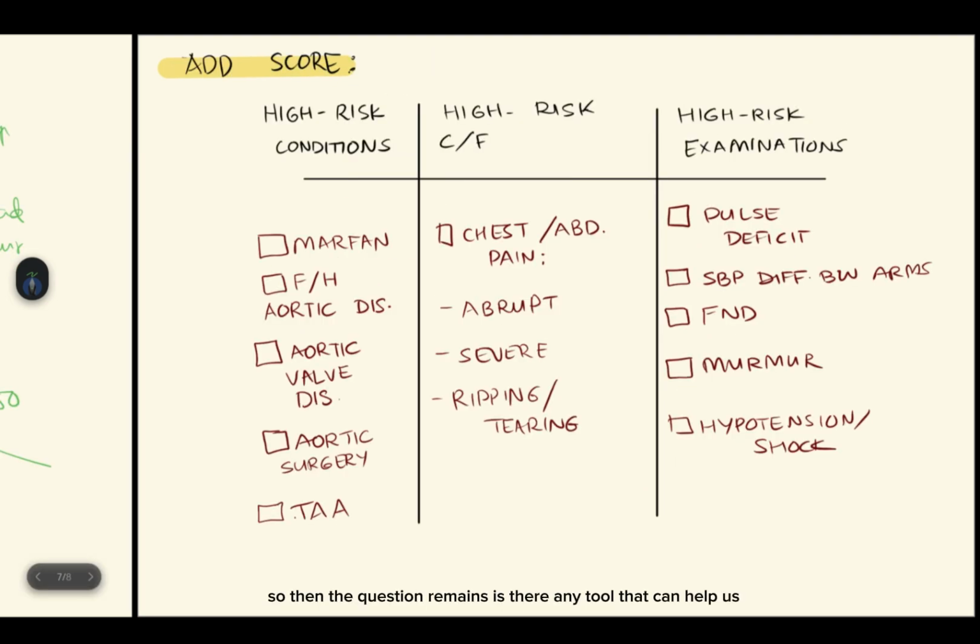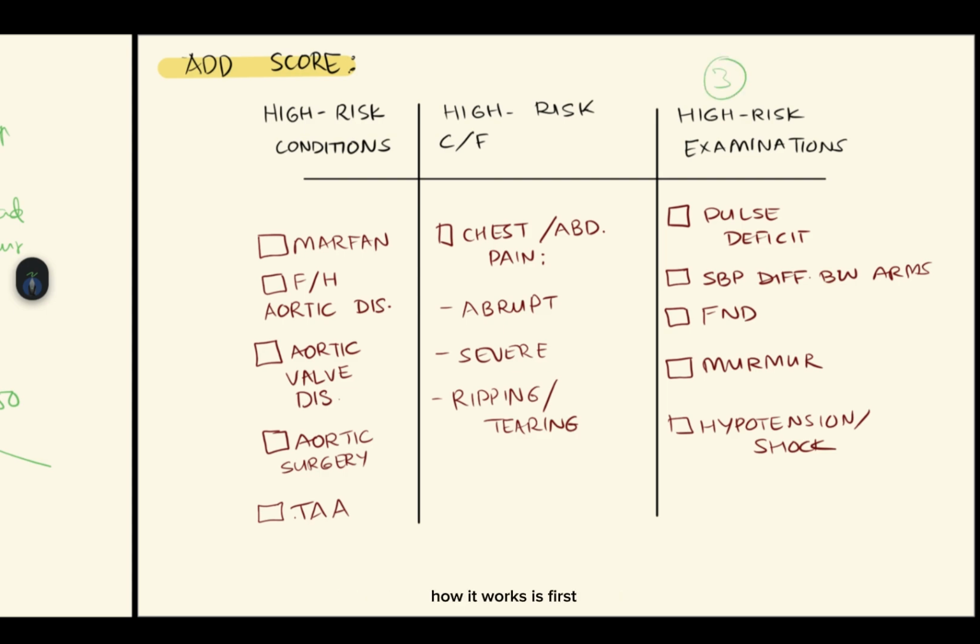So then the question remains, is there any tool that can help us to assess pre-test probability of aortic dissection? We do have a score called the ADD score. The ADD score stands for Aortic Dissection Detection Score. It's a validated tool that combines 3 domains of clinical information. Each domain scores 0 points or 1 point. The total you can score over here is 3 points.